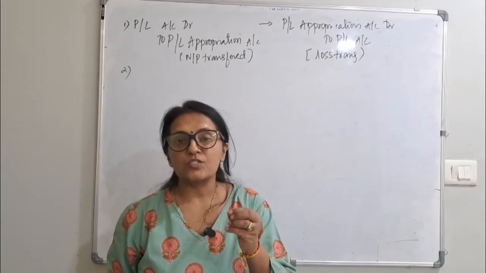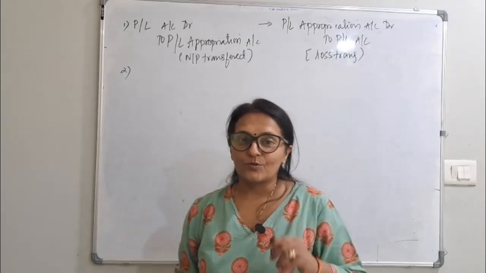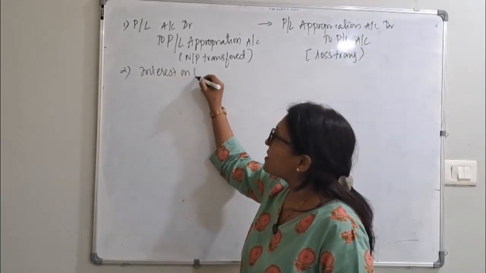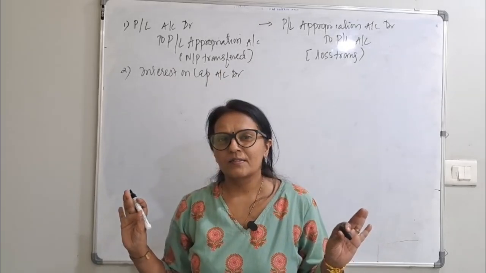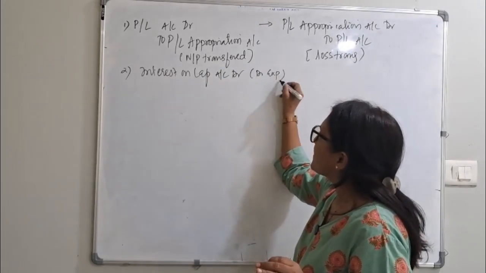We are giving interest on capital. The firm is giving interest on capital to the partners. So what do we do then? Interest on capital account debit. Isn't this an expense of the firm? So it will be debit, the expenses.